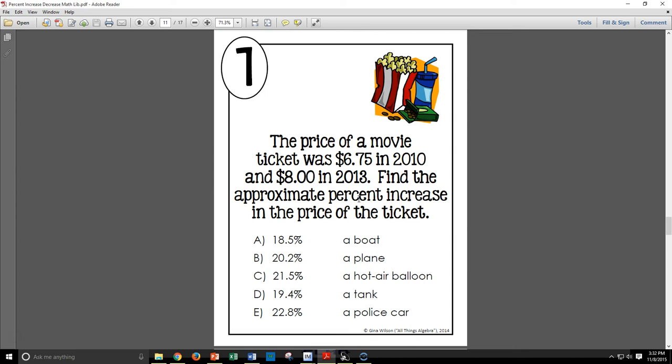The price of a movie ticket was $6.75 in 2010. Seems just like yesterday I can remember dollar movies. Now it says $8 in 2013. Well, that's almost 3 years ago, and I'm sure they cost more than that now. Find the approximate percent increase in the price of the ticket.